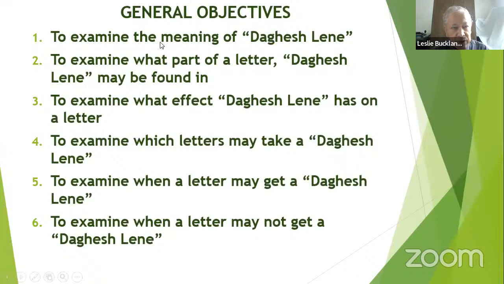The general objectives are: 1, to examine the meaning of Dagesh Lene. 2, to examine what part of a letter Dagesh Lene may be found in. 3, to examine what effect Dagesh Lene has on a letter. 4, to examine which letters may take a Dagesh Lene. 5, to examine when a letter may get a Dagesh Lene. And 6, to examine when a letter may not get a Dagesh Lene.